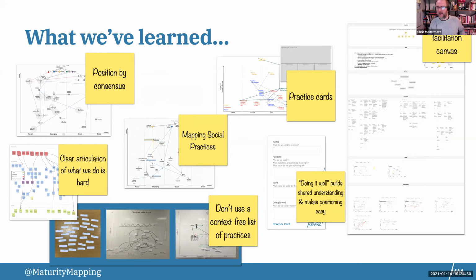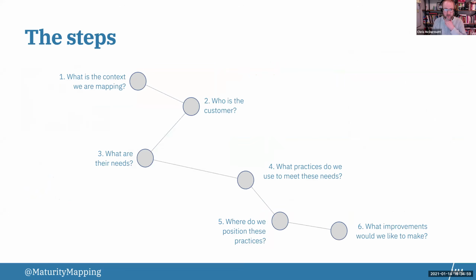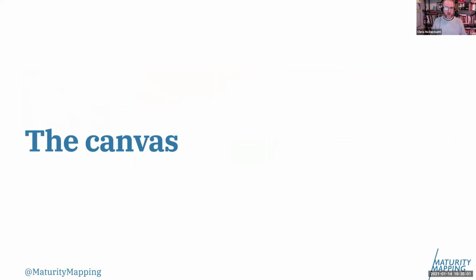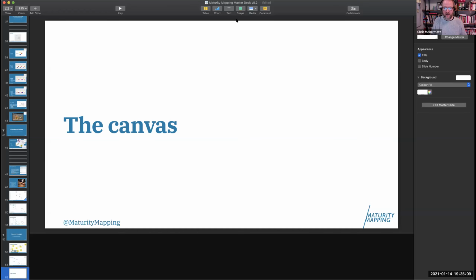And then finally, having a canvas, having a facilitation method, has been really helpful, and it's helped us step through the process of creating maps. So what I want to show you now is that canvas, and I'll talk you through an example on the canvas and we can work it together.